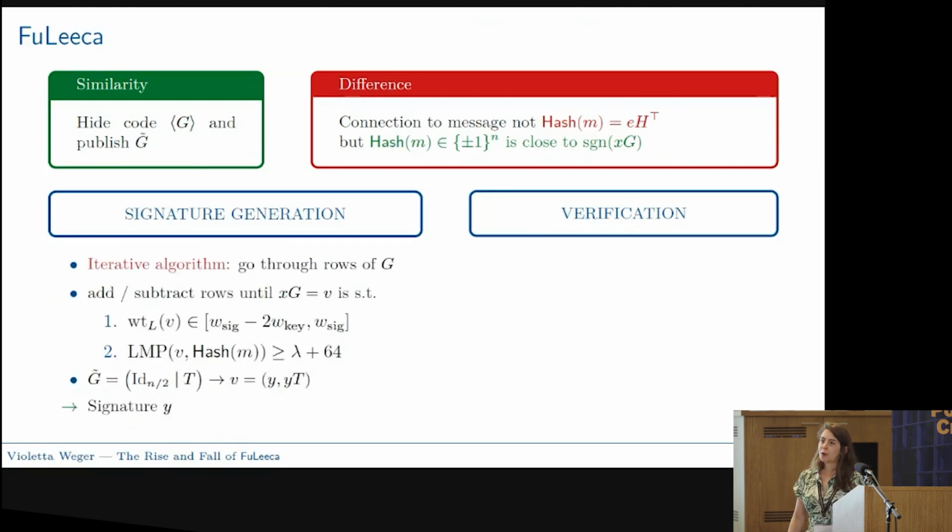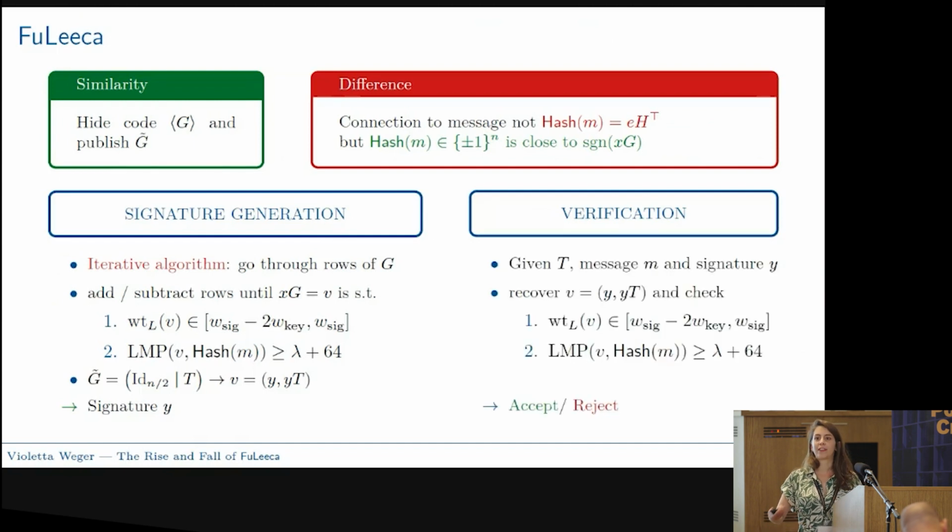For the signature generation, I'm also going to hide a lot of details. The iterative algorithm is in red because that makes signing a bit slow. So the idea of the signature generation is to go through all the rows of G and either add or subtract the rows until you have a codeword that satisfies two conditions. The Lee weight should be small, but not too small, and it should have a lot of matches with the hash of the message. And then, because we have our public generator matrix in systematic form, it's enough to publish this vector y instead of the whole codeword, because then the verifier can reverse this, recover the codeword, and check the two conditions. Very simple.